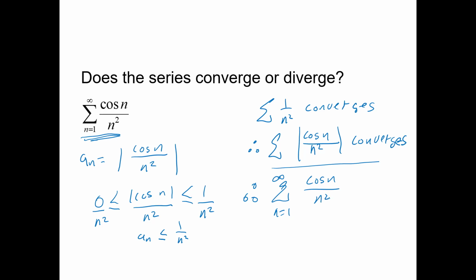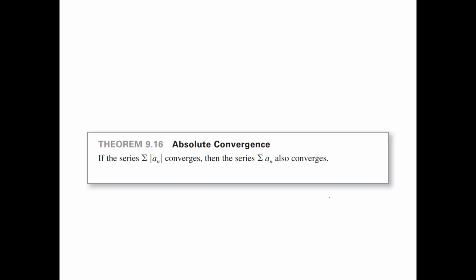Right? And so that's what we're going to do sometimes, so that we can go back to our tests for only positive series. We're going to take the absolute value, because if it converges with the absolute values, then it should be clear that the series without the absolute values is also going to converge. And so that's what this theorem is telling you. If the series of the absolute value of the terms converges, then the series also converges.